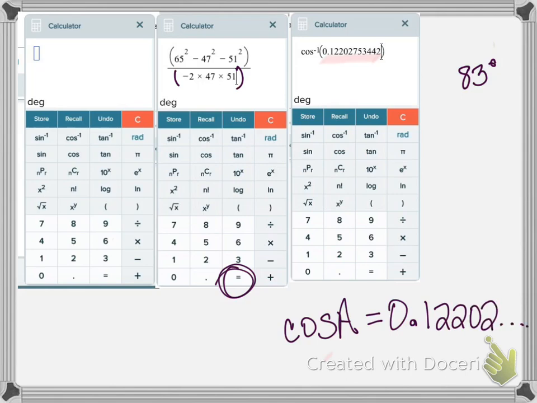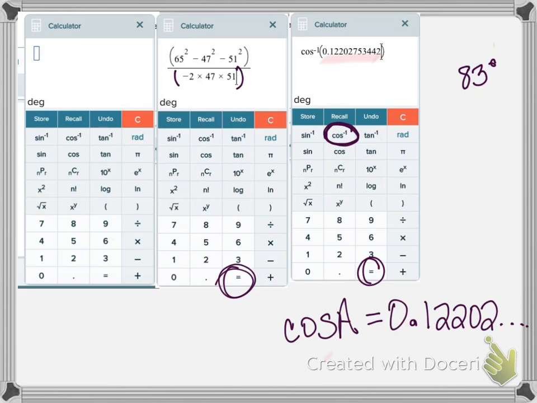In order to find the angle measure for that, you have to hit the inverse of cosine. And this is your inverse of cosine button right here. And once you hit that, it's going to put this number inside parentheses. So your next step is going to be to hit equal. And that gives you your angle measurement. And our angle measurement for angle A is 83 degrees.